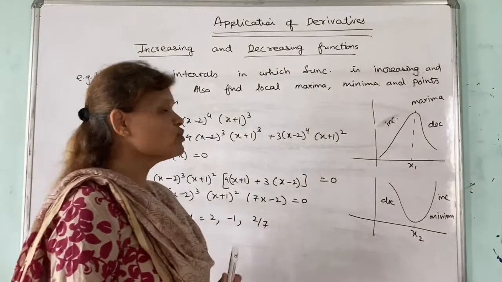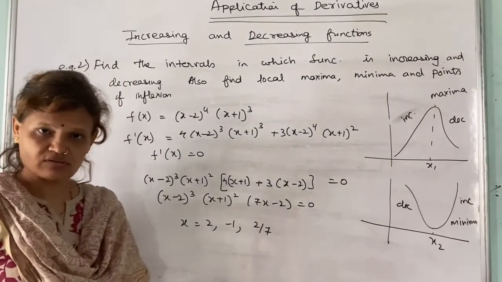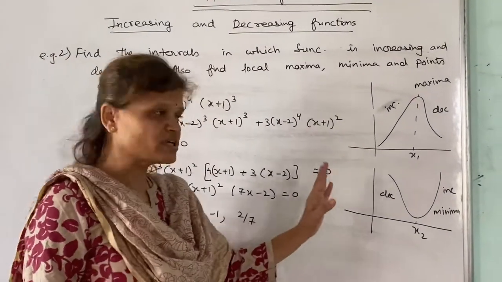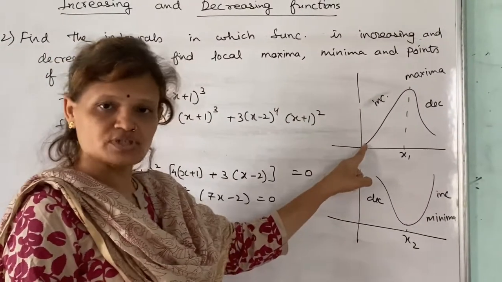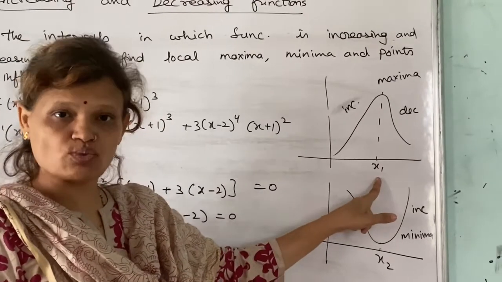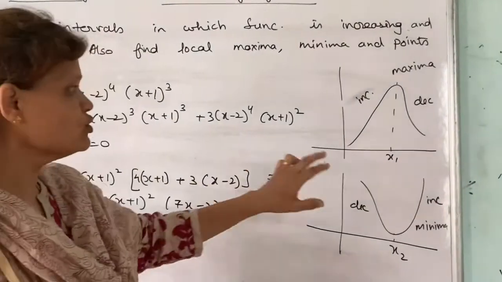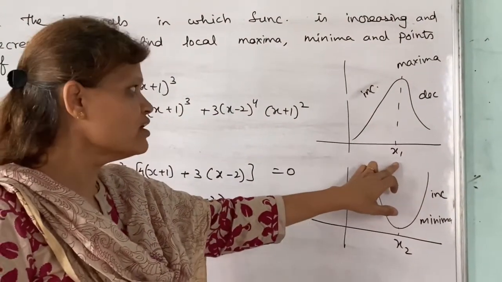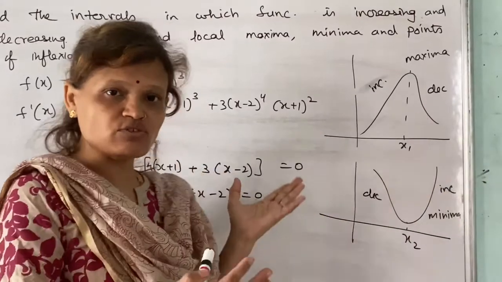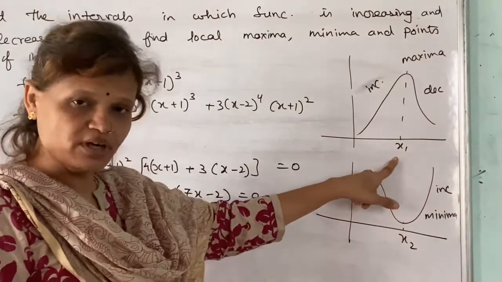Now here we are also going to find points of maxima, minima and inflection. So first I'll just tell you what is maxima and minima. Now you understood what is the increasing function. So consider this graph. Here the function is increasing till point x1 and after point x1 the function is decreasing. So this point x1, where the function changes from increasing to decreasing, the point at which the interval changes, is called as point of local maxima.